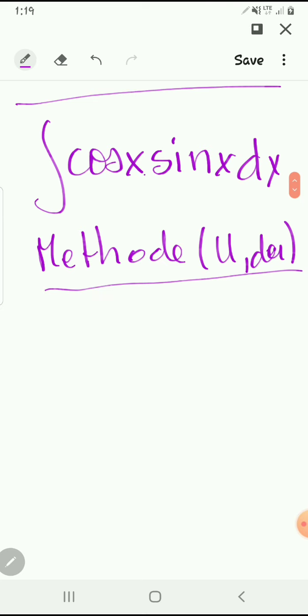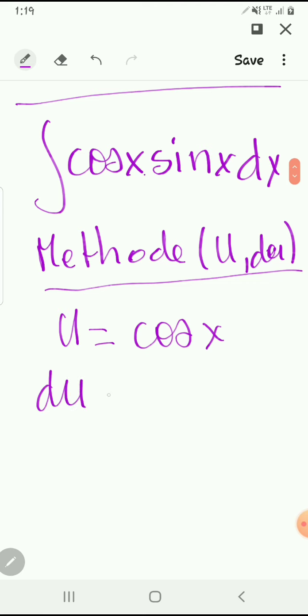Here the method consists of choosing a variable and calling it u. I'm just going to pick one of those and call it u. So u, here I will choose cosine of x. It doesn't really matter which one you call u. So du equals the derivative of cosine of x. The derivative of cosine of x is negative sine of x times dx.